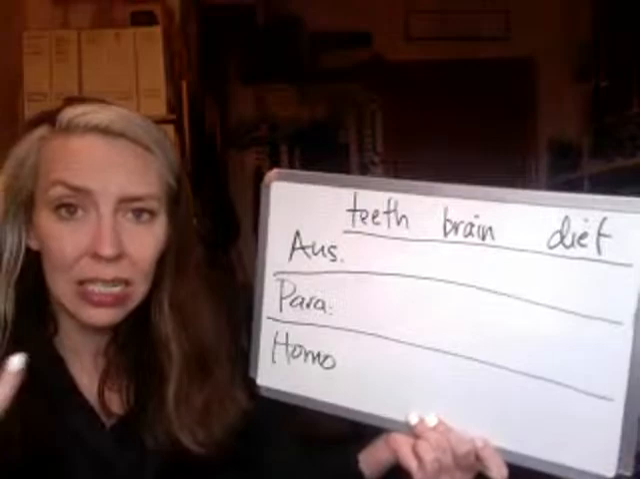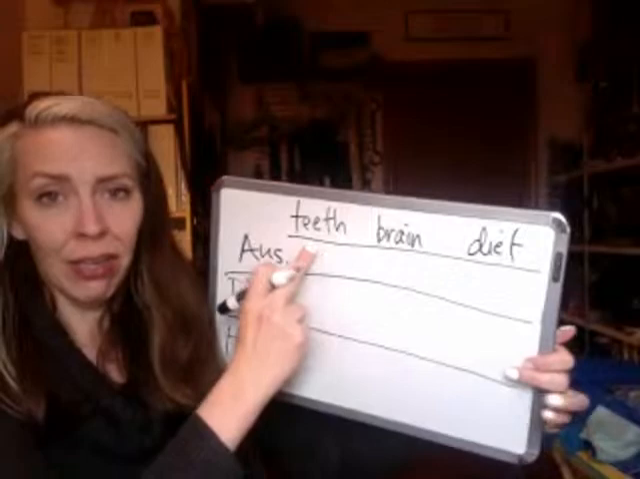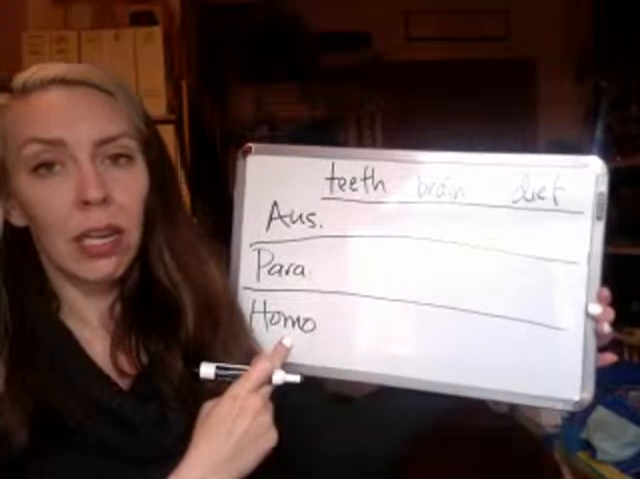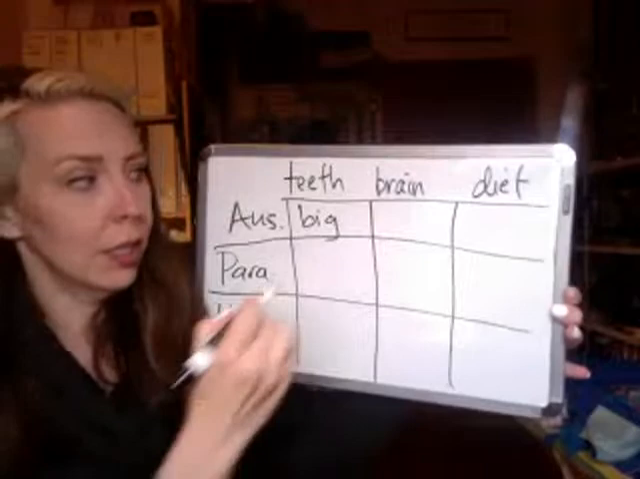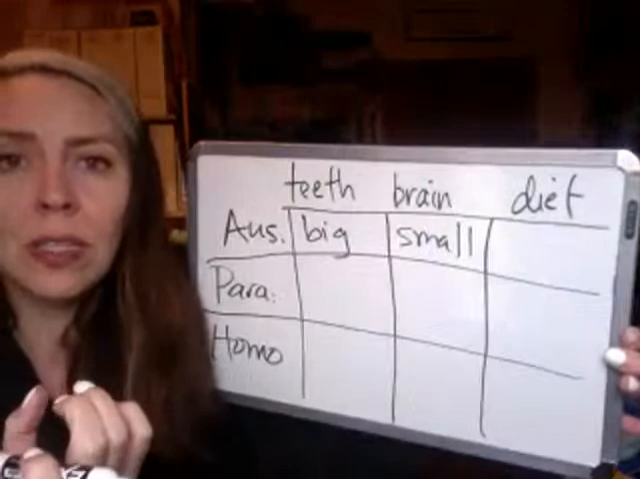Now, if we think about their teeth, what are the size of the teeth of Australopithecus? And especially if we compare to us. Compared to us, their teeth are big, right? But their brains, compared to ours, are small. And that sort of goes together because this also tells us something about their diet.